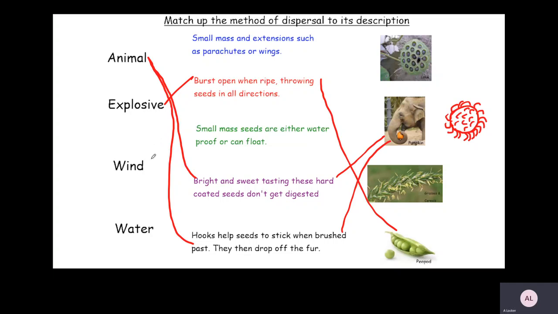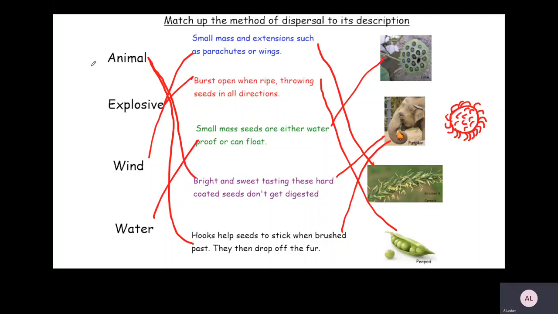Right, wind. I will number these up because I realise my labelling's not the best. So wind, they've got small mass, extensions, parachutes. So that is this one here, and then water, small mass, and then those seeds will float. So I think that actually you can see that, that's fine. All right, so make sure you've got the right answers. If you've got any of these wrong, obviously you can re-download the worksheet or change the worksheet.